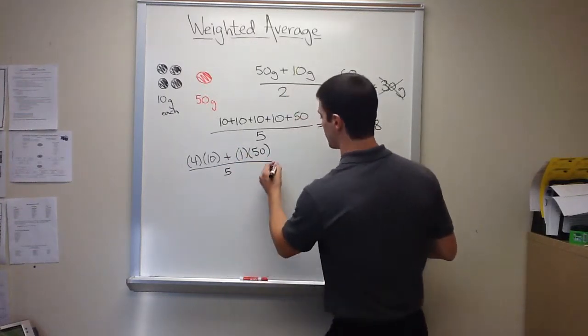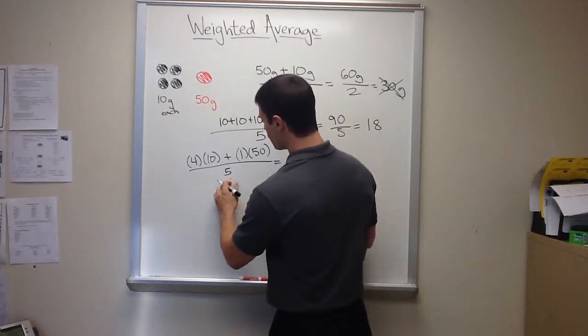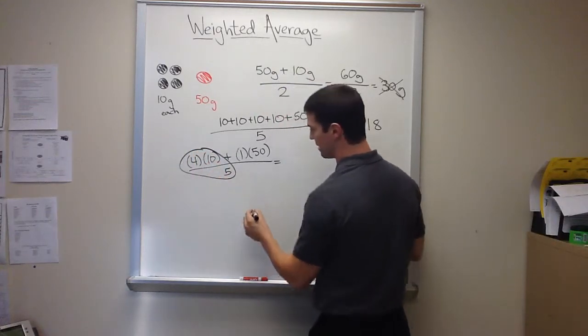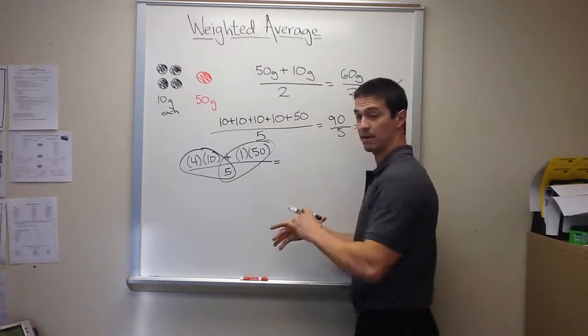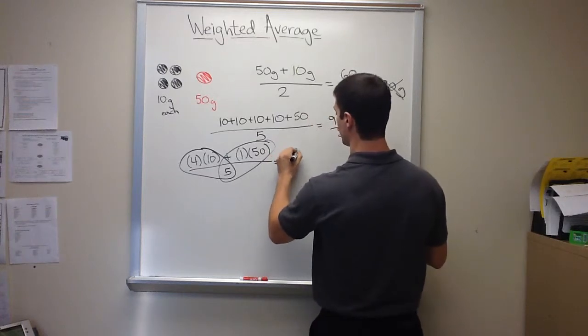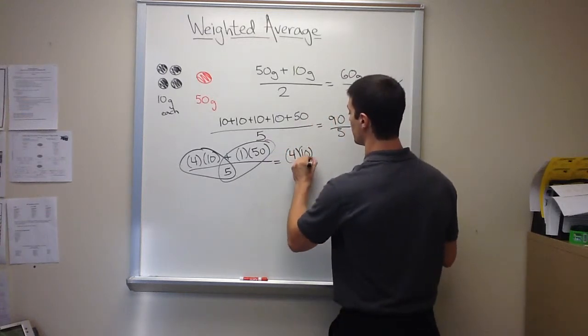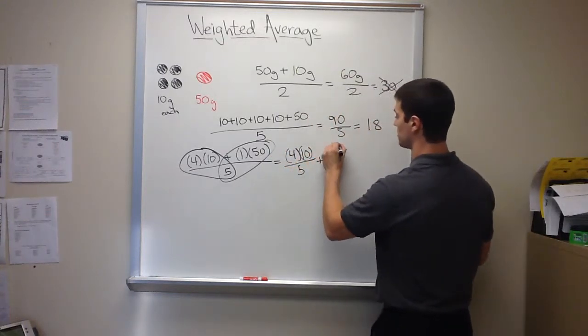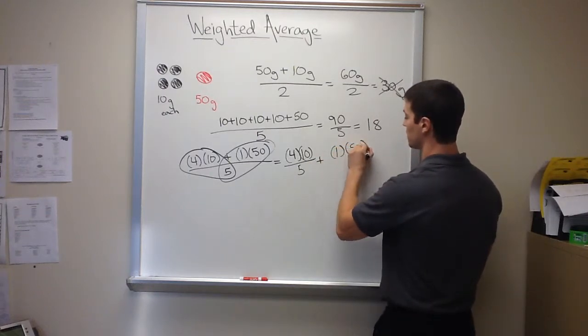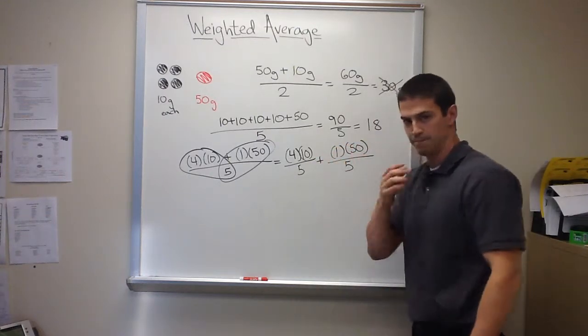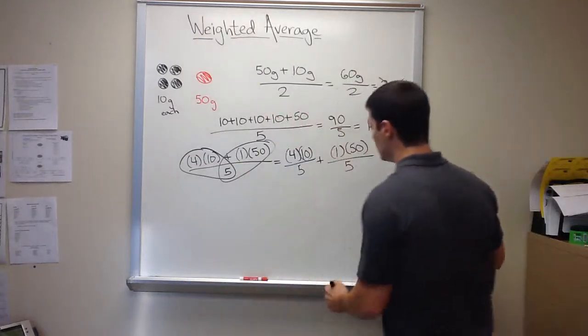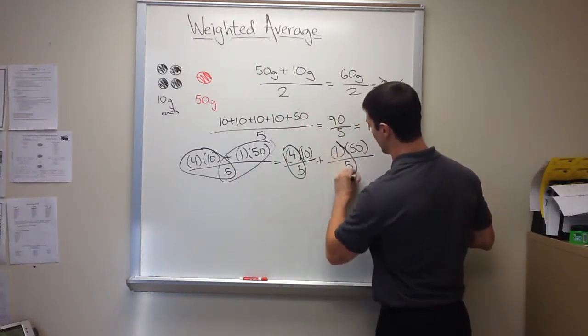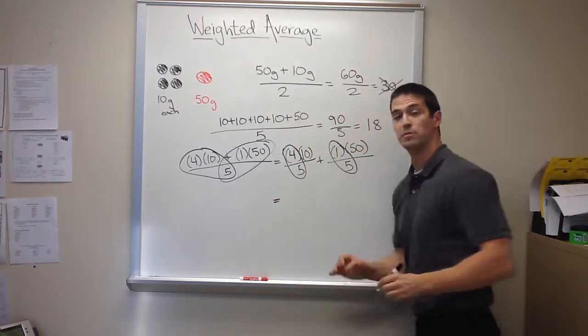Now what I'm going to do from here is distribute this 5 out. So I'm going to do this whole thing divided by 5, and this whole thing divided by 5, and then add them together. So it's going to look like this: 4 times 10 divided by 5 plus 1 times 50 divided by 5. Okay, so from here, I'm going to simplify this 4 divided by 5 and this 1 divided by 5 and turn them into percents.